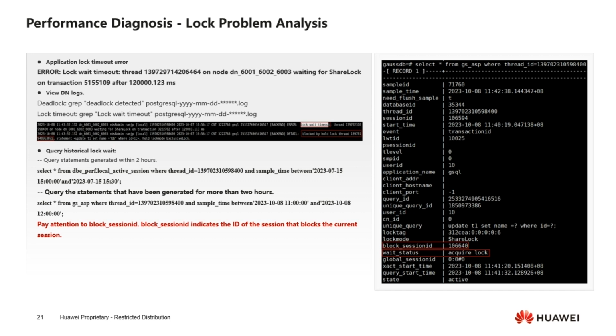Having that kind of information, we will use the view local_active_session, or GS_ASP, to query on the thread ID with a proper time interval. It gives us something like on the right hand side here, where we can find the blocking session ID. Then we might need to pay attention to it to see what kind of query blocked our execution.